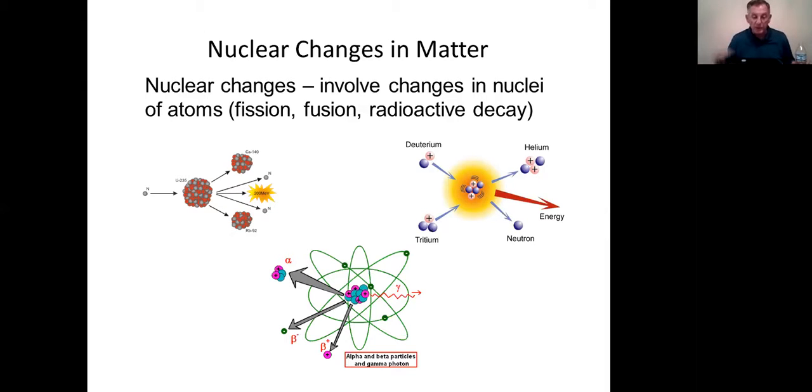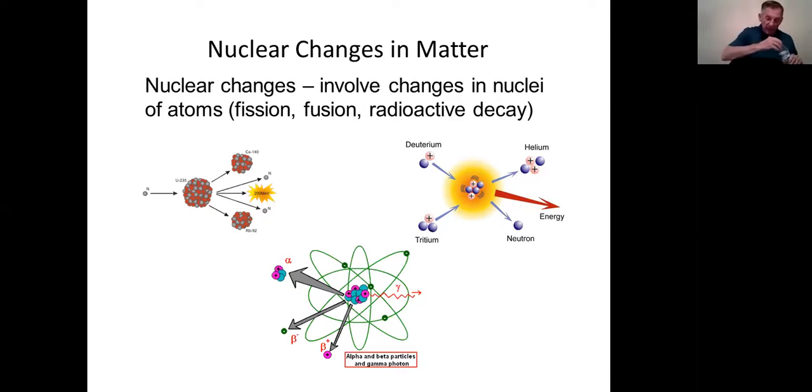Both of these reactions, of course, involve huge energy releases in accordance with Einstein's famous equation E = mc squared. So a very, very small amount of mass gets multiplied by the speed of light squared to result in a huge amount of energy being released during these reactions.